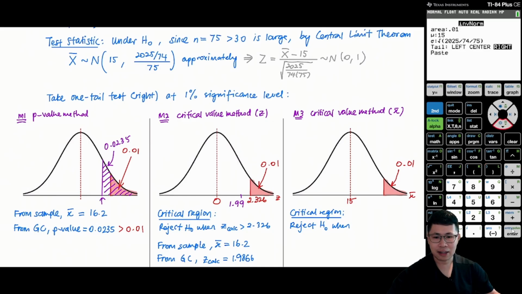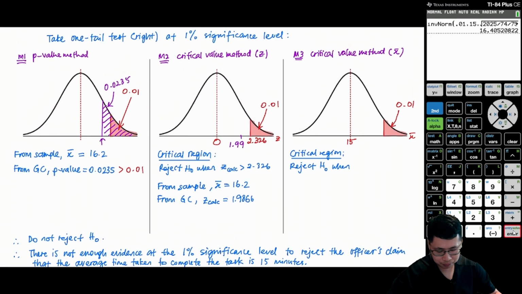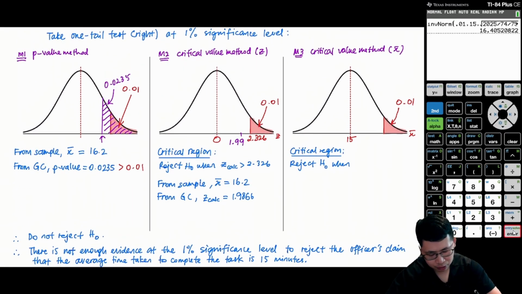Okay, so this is a right tail test, so I will get 16.4. So this value over here is 16.4. When X bar is exceeding 16.4, we reject. So from the sample, we've calculated that our x bar is actually 16.2, which is less than 16.4.